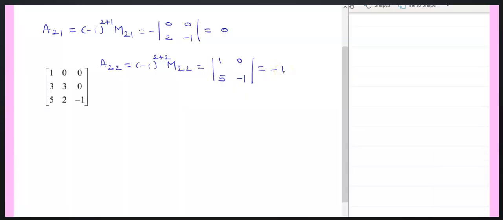A22. This is 0 and 0. That is 1, 0, 5, minus 1, which is equal to minus 1. A23. Therefore, you will get 1, 0, 5, 2. It is minus 1 raised to 2 plus 3, so it is a minus. Overall, if you simplify, you will get minus 2.